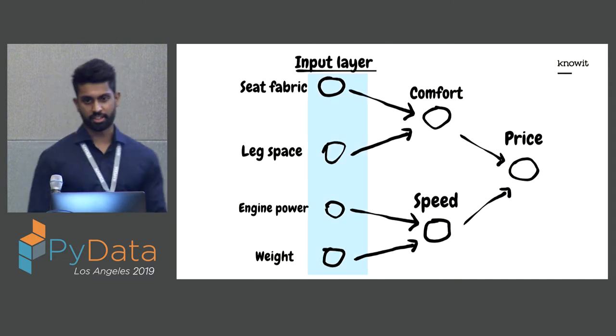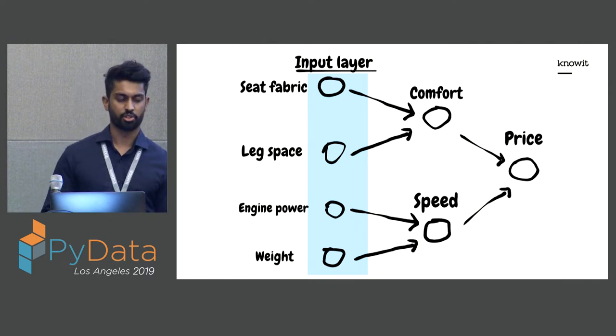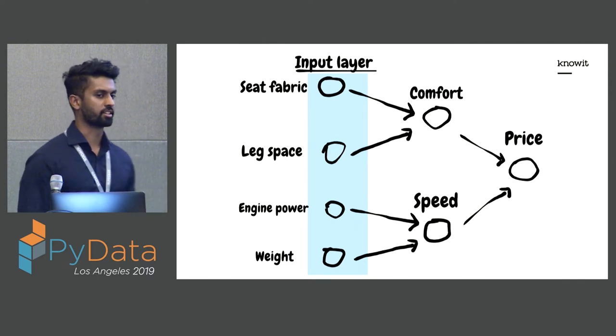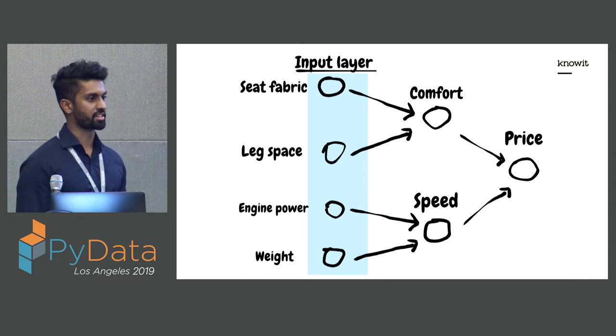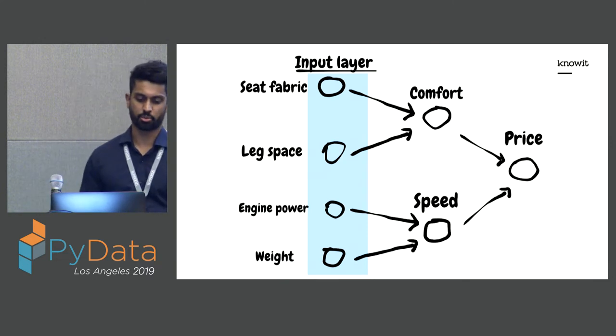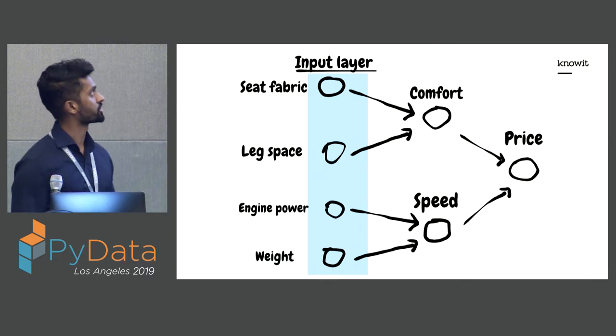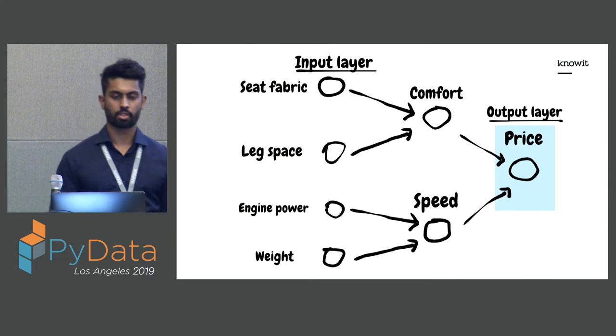This is the input layer. The number of neurons in the input layer directly corresponds to the number of features used to represent a data sample in your data set. So here we have four features, so we have four neurons.